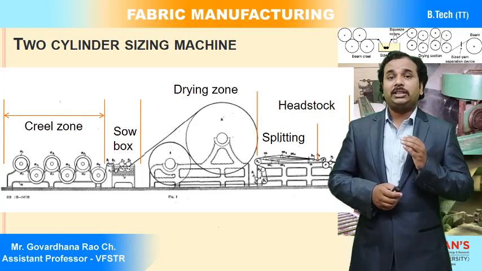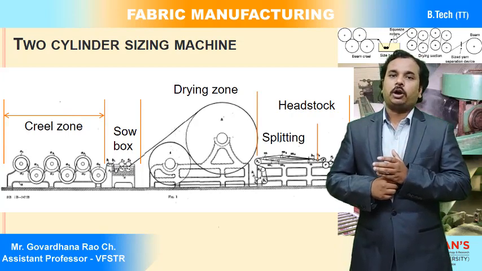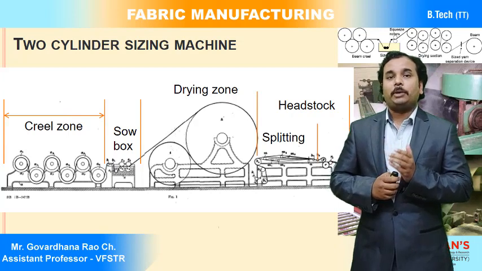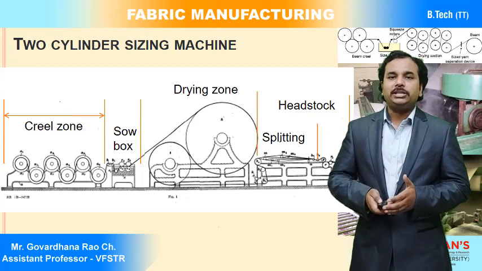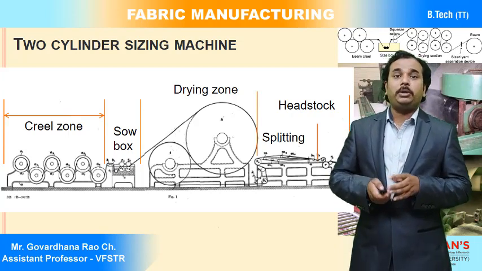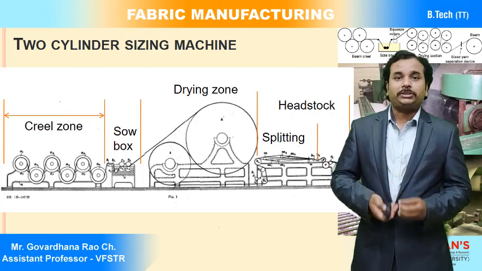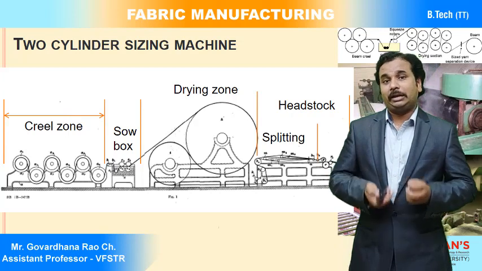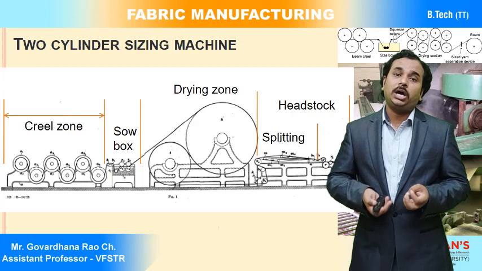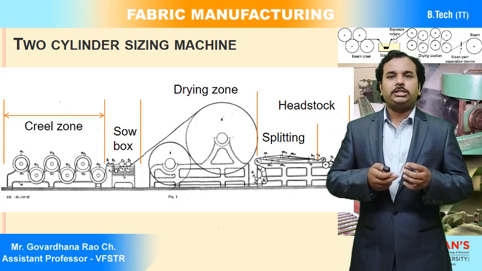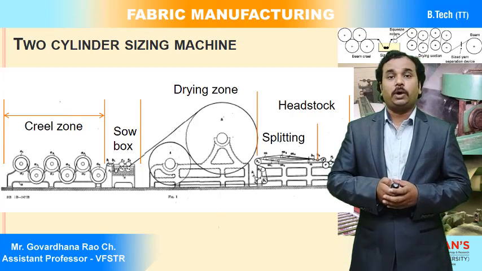zone. Then after the splitting, this warp sheet is sent to the headstock, exactly where the warp sheet is wound into the weaver's beam. After the sizing, this weaver's beam is transferred to the next section, called post sizing operations, that is drawing in and denting. Then after drawing in and denting, the weaver's beam is sent to the weaving machine. So this is how exactly the 2-cylinder sizing machine works.